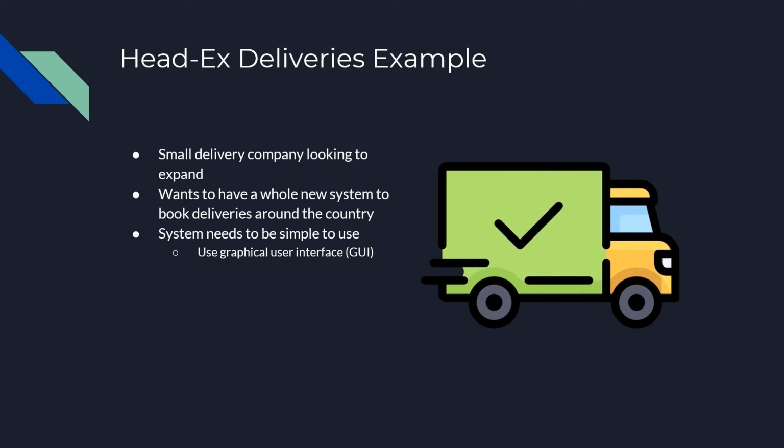In the book, there is an example of the HEDX Deliveries Company, which is a small delivery company looking to expand. HEDX Deliveries wants to build a whole new book delivery system that can deliver to all around the country. In order to implement such a worldwide system of book deliveries, it needs to use a system that is simple to use, a system that uses a graphical user interface.